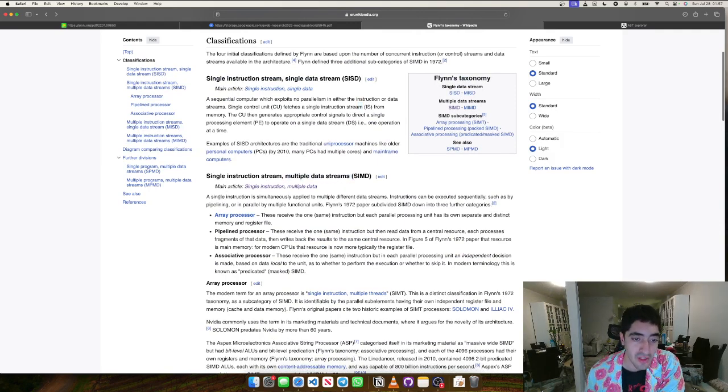Interesting. A single instruction is simultaneously applied to multiple different data streams. Instructions can be executed sequentially, such as by pipelining, or in parallel by multiple functional units. Flynn's 1972 paper subdivided SIMD down into three further categories. Array processor: these receive the one same instruction, but each parallel processing unit has its own separate and distinct memory and register file.